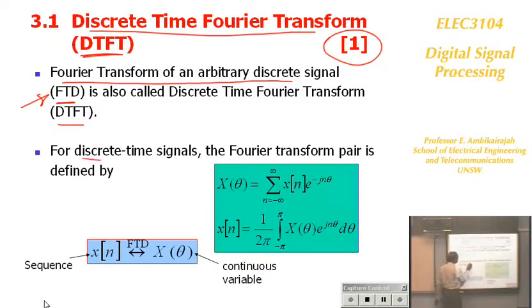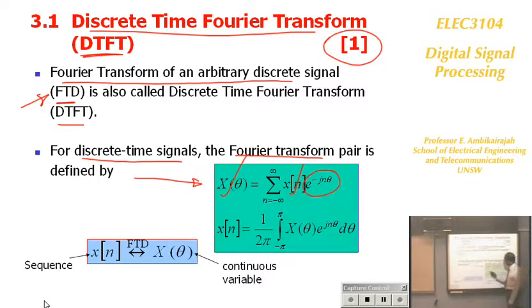If you take a discrete time signal, the Fourier transform pair is now defined as this. What you are trying to calculate is X(theta), that's your frequency response. You take your discrete signal, multiply by e to the minus j n theta, and sum them between minus infinity to plus infinity. That's the definition of discrete time Fourier transform.